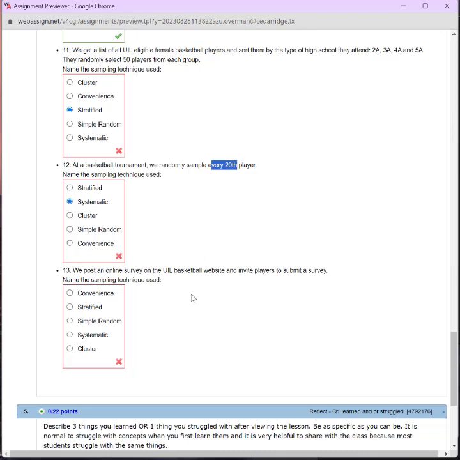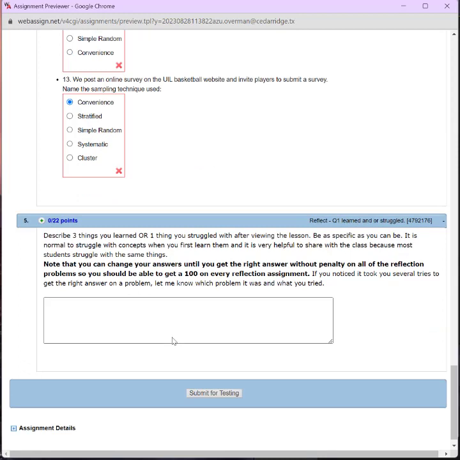Make yourself a note. We post an online survey on the UIL basketball website and invite players. That's lazy. That's called convenience sample. So if you just post something and say, hey, go do that, that's it.